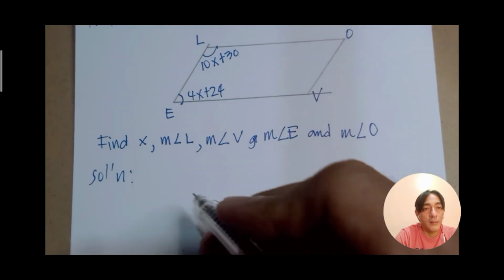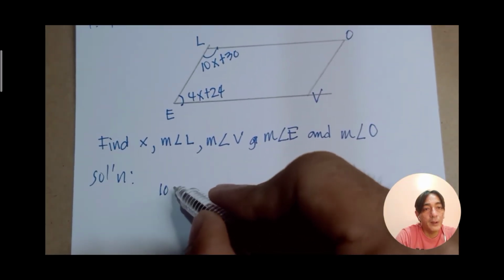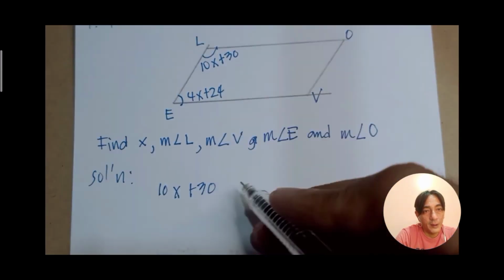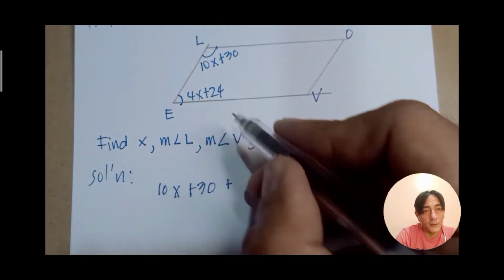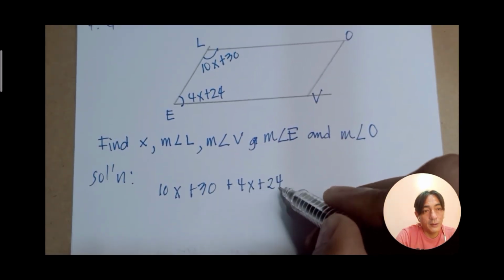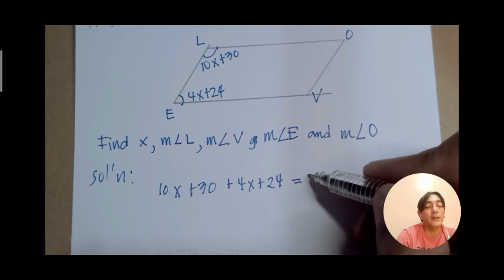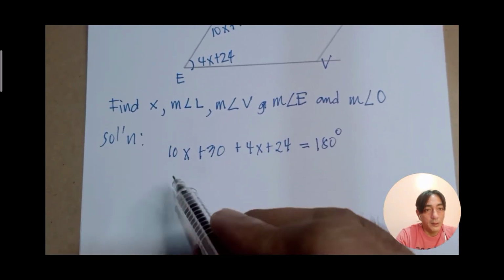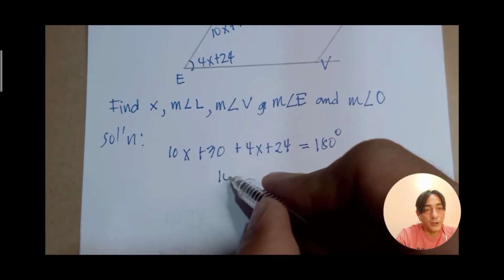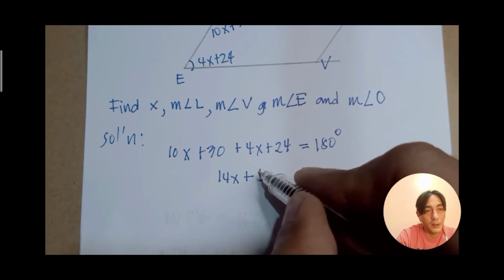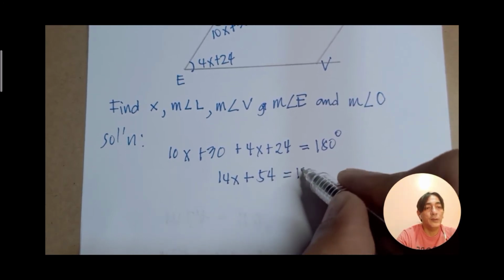Okay, so we have the equation now, 10x plus 30 plus 4x plus 24 equals 180. Supplementary sila. Okay, 10x plus 4x will be 14x. 30 plus 24 will be 54, equals 180.